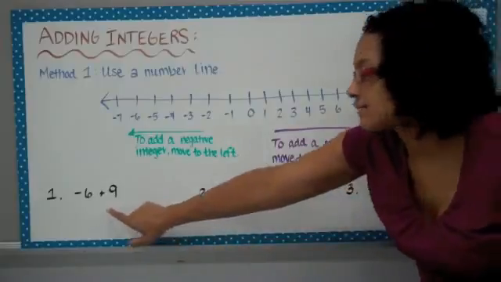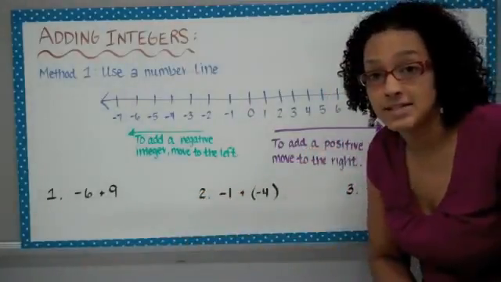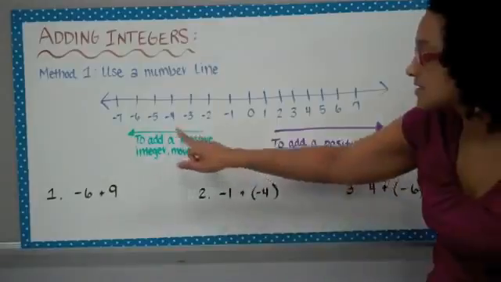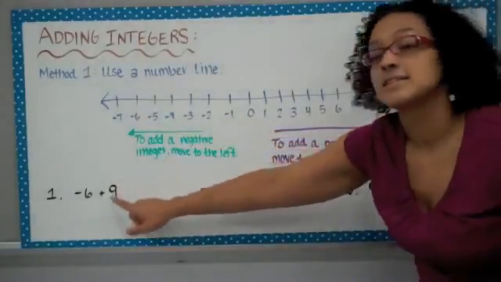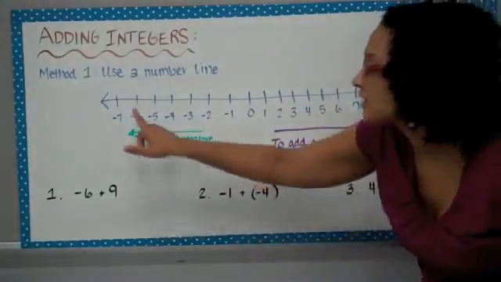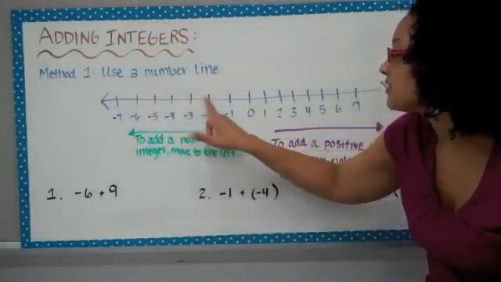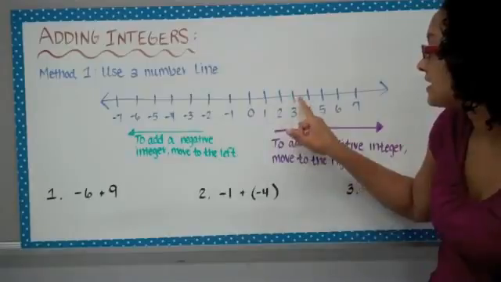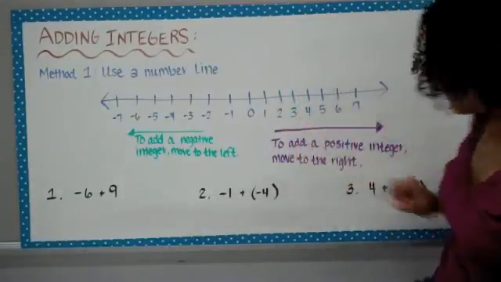So let's do some examples. The first one is negative 6 plus 9. I'm going to start at negative 6. Since I'm adding a positive number, I move to the right. So I start at negative 6. 1, 2, 3, 4, 5, 6, 7, 8, 9. My final answer is going to be 3.